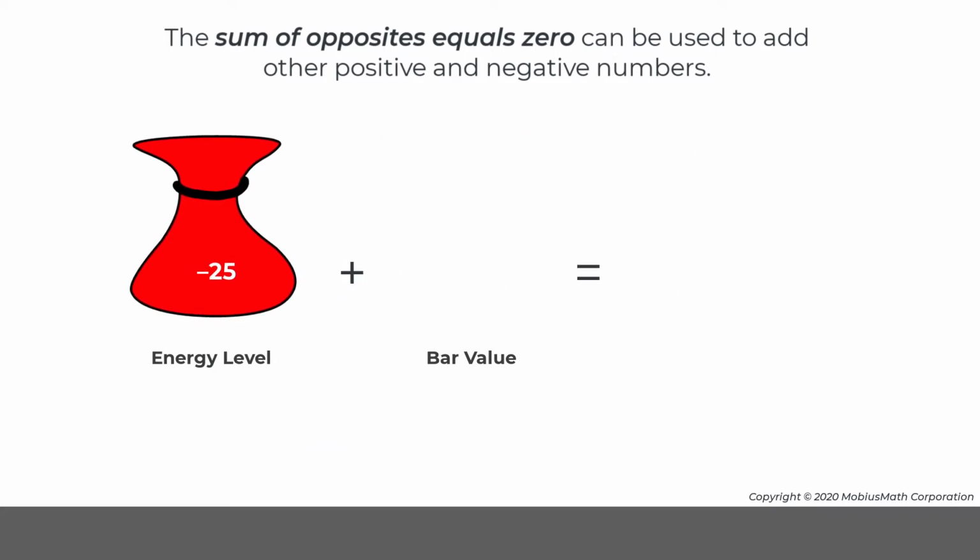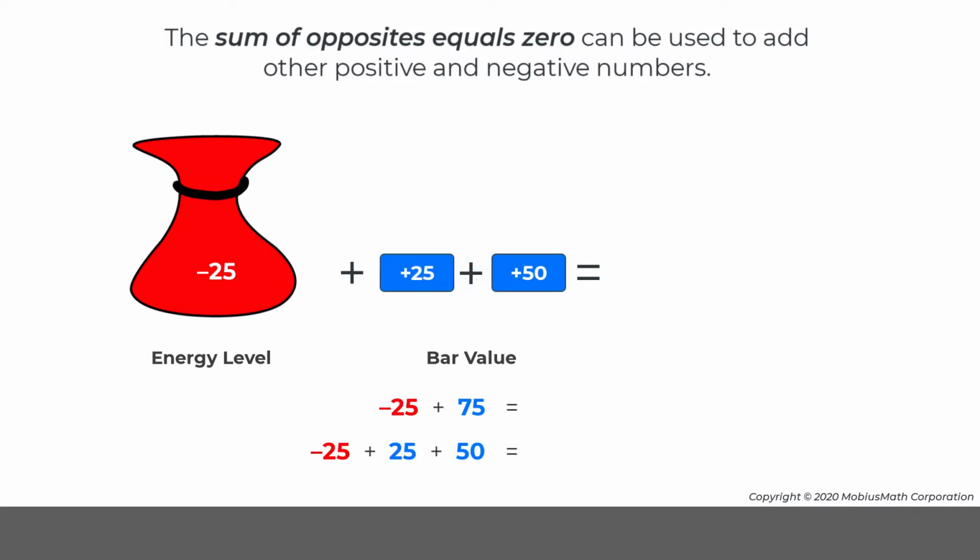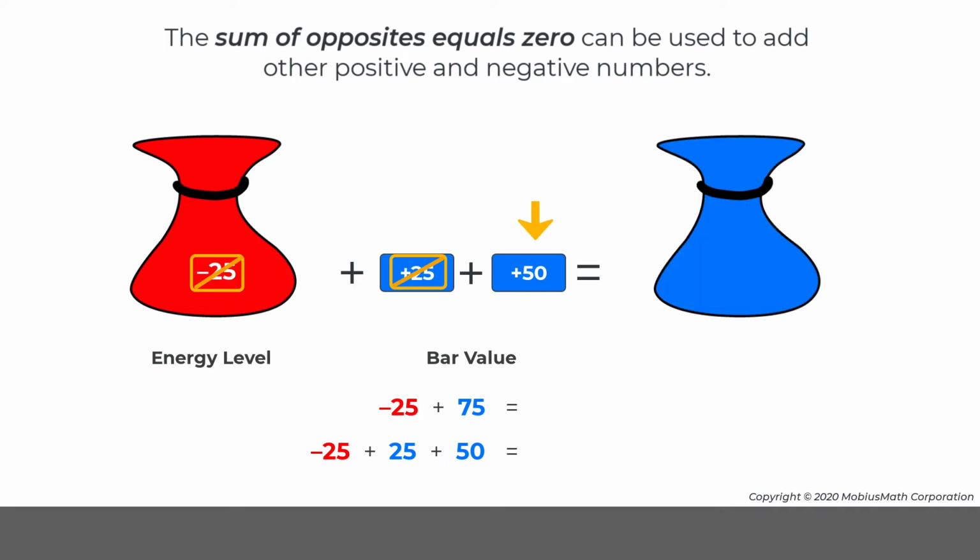When the player adds a positive 75 bar to the bag, the positive 75 bar splits into a positive 25 and a positive 50. Then, the negative 25 energy level and the positive 25 bar combine to make 0. Finally, the remaining positive 50 bar becomes the new energy level of 50.